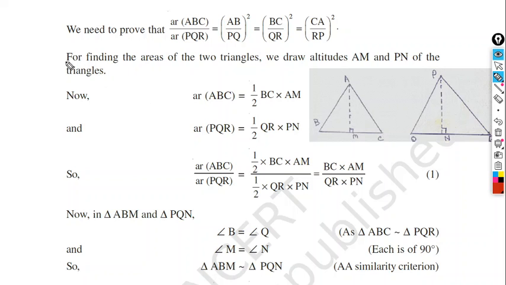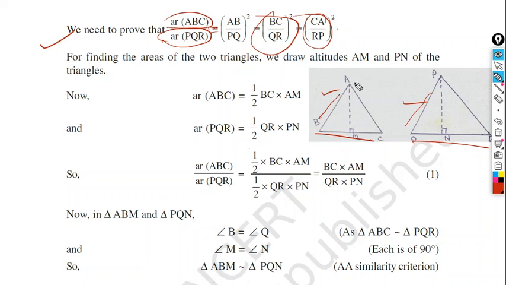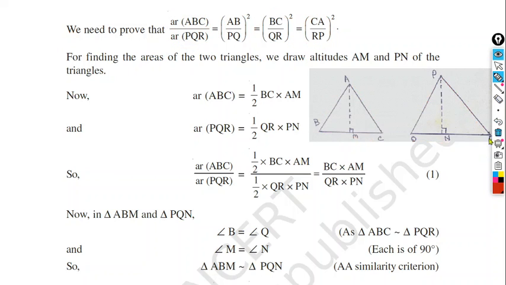Here we need to prove that area of triangle ABC divided by area of triangle PQR, here I have drawn a figure, triangle ABC and triangle PQR, will be equal to AB by PQ whole square, that means AB divided by PQ whole square, equal to BC by QR whole square, equal to CA by RP whole square. Okay, so let's move to the proof section now.